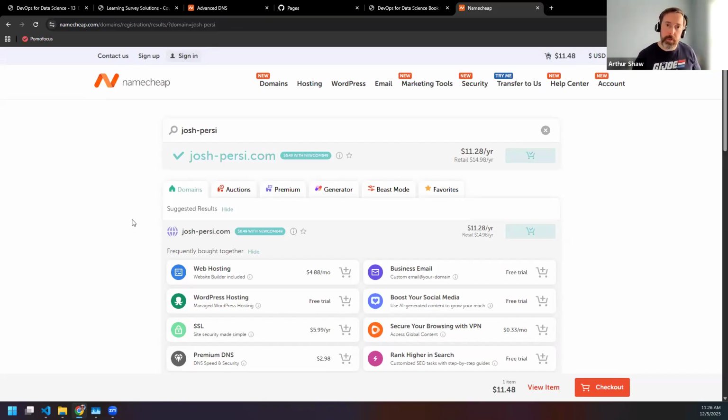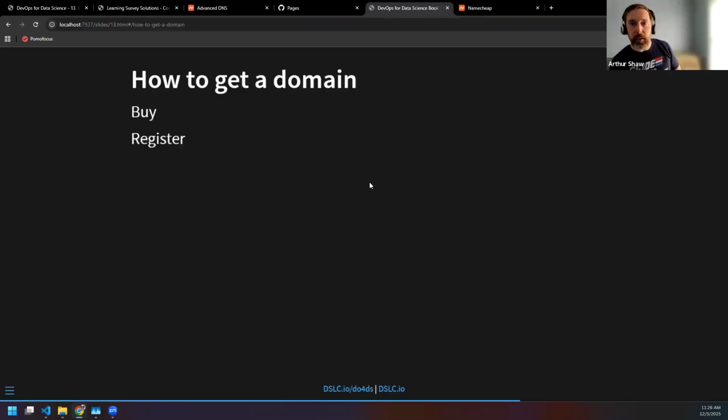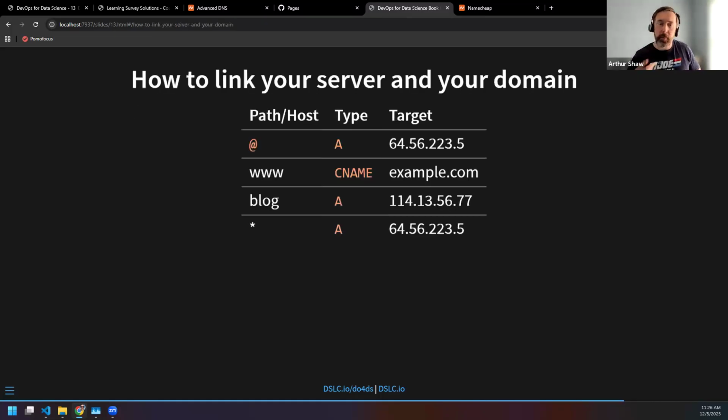I'm sure behind the scenes they're going with some other provider, or maybe they've got their own outfit, but it's a similar process that you go through in order to get your domain. So that would be how you get it and how you register it. And then once you have it, the question becomes, how do you make it so that people can reach your website?